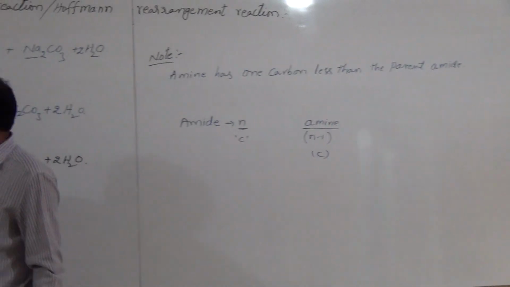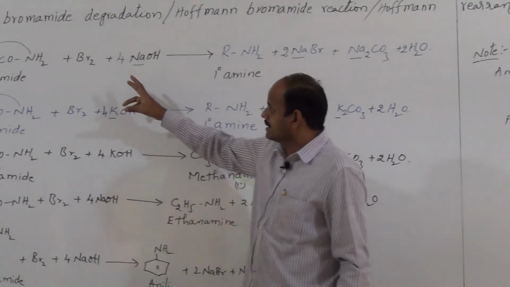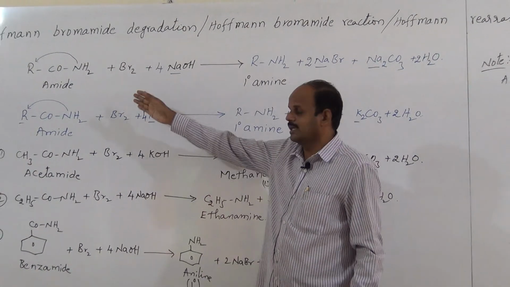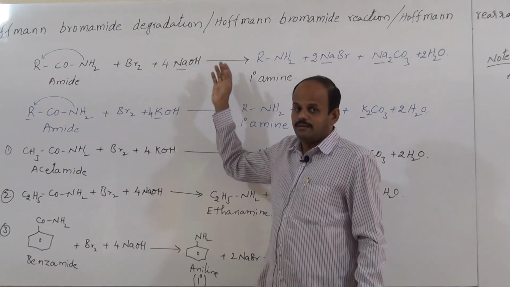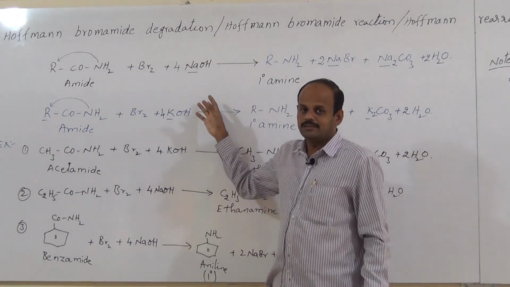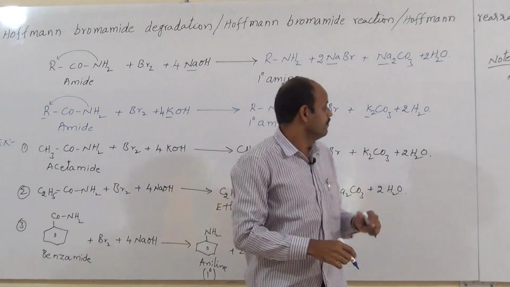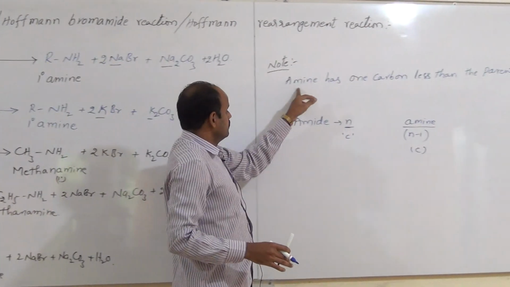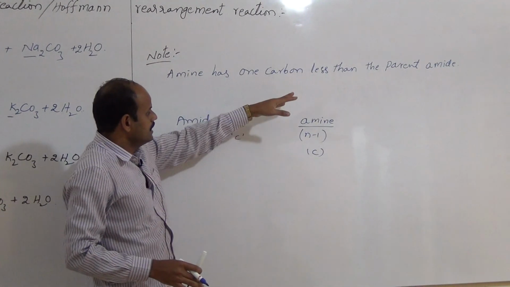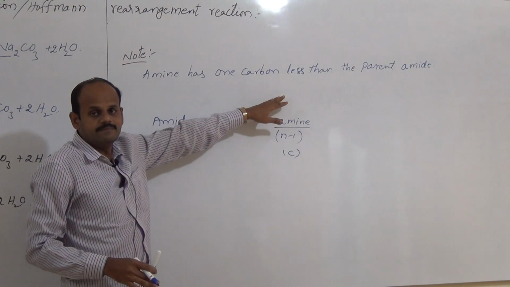Remember that point. So indirectly they will ask in competitive examinations especially. Okay, they will give one amide, then ask you to get the amine by which of the following methods, like that they will ask. Okay, anyhow, the amines obtained in this method have one carbon less than the parent amide. Is it clear?